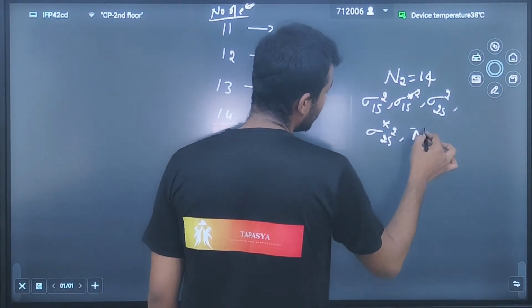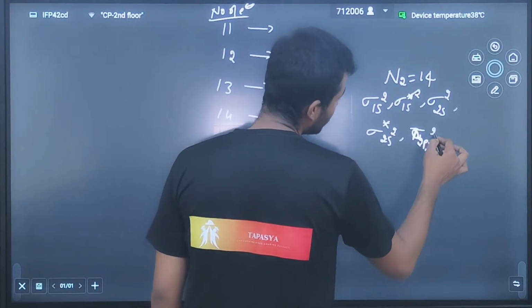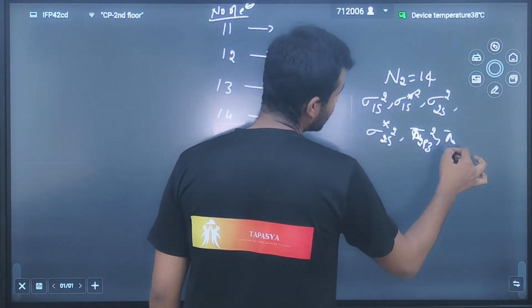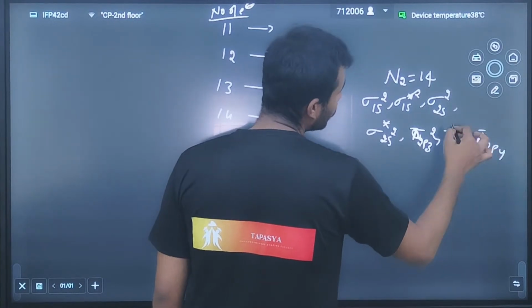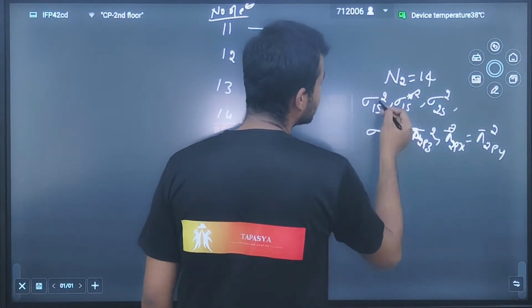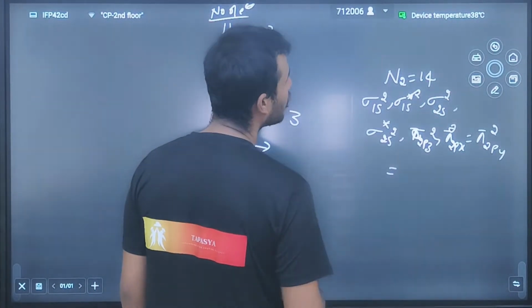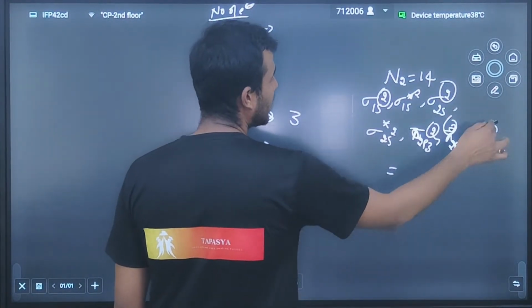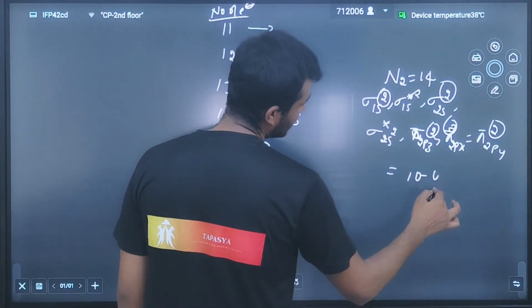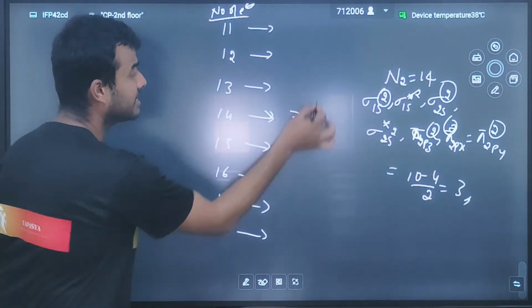then sigma 2pz 2, pi 2px equal to pi 2py, both are 2, 2. How many electrons are done? 2, 4, 6, 8, 10, 12, 14 is done. Then (NB minus NA) by 2. Total number of bonding electrons is 2, 4, 6, 8, 10. 10 minus 4 by 2 is nothing but how much? 3. Correct? Done.